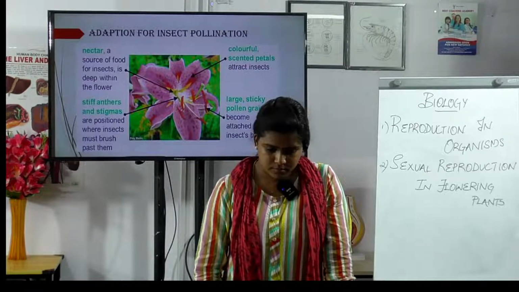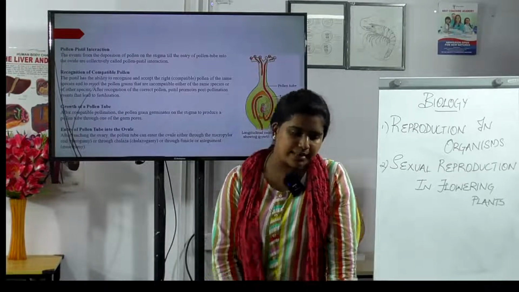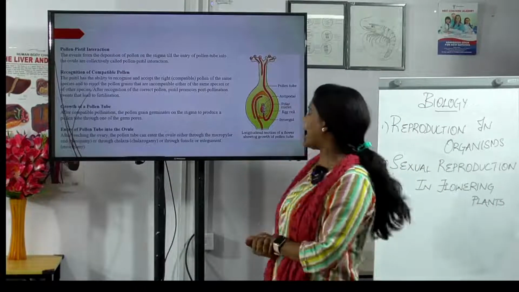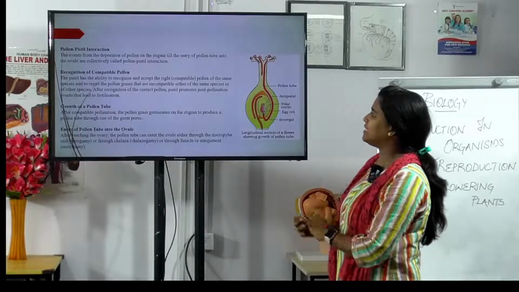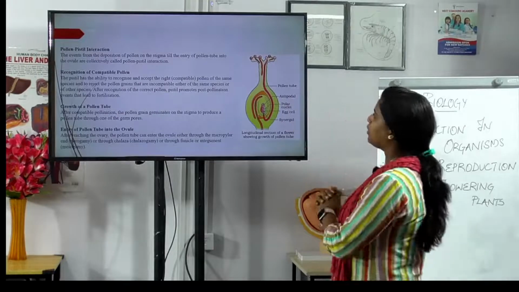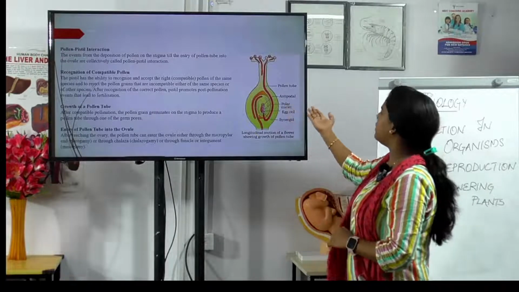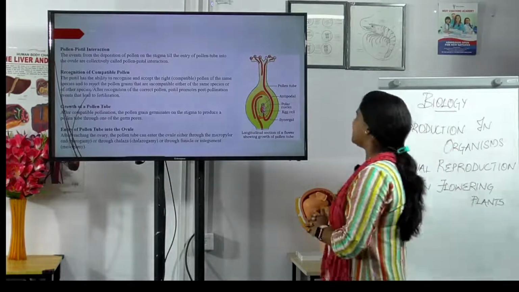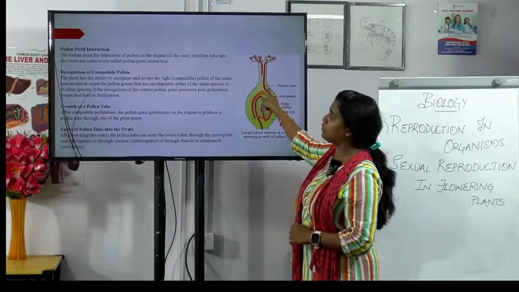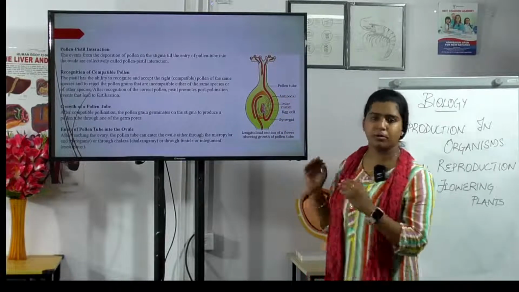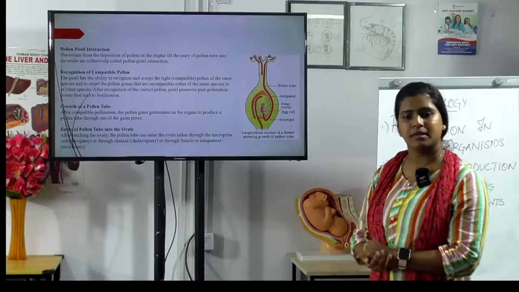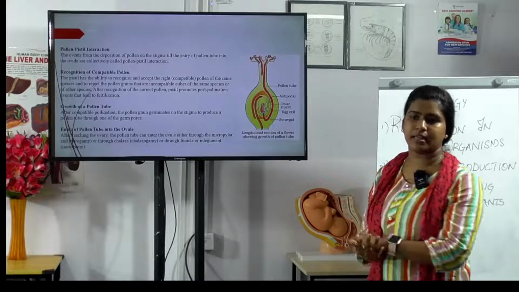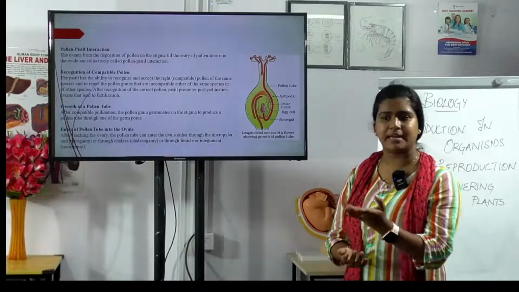Okay, and the next thing we are going to see is pollen pistil interaction. The events from the deposition of the pollen on the stigma till the entry of the pollen tube into the ovule are collectively known as pollen pistil interaction. From here, from the top until the pollen tube reaches the ovule, that process is called what? Pollen pistil. Yeah, and then recognition of compatible pollen. What happens at this point? Correct. They recognize whether it is okay to accept or not.